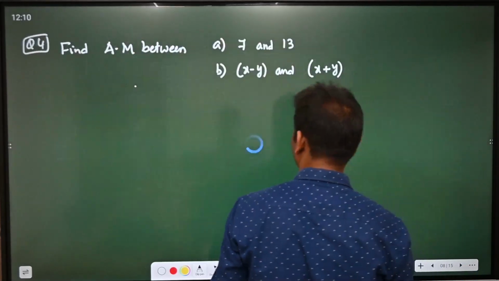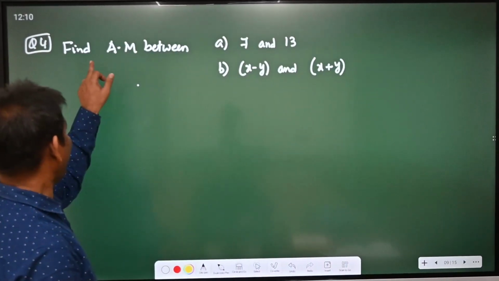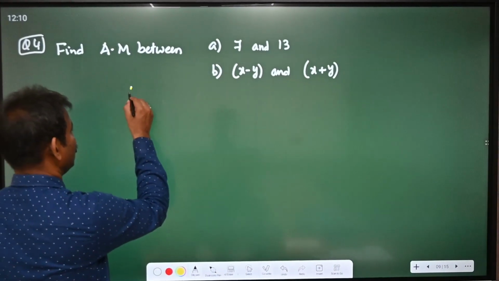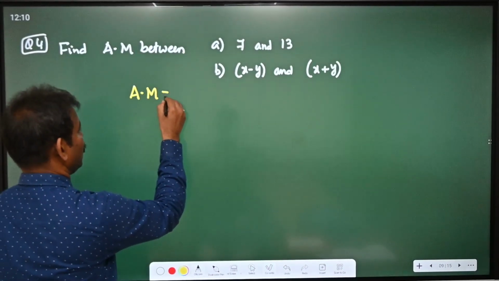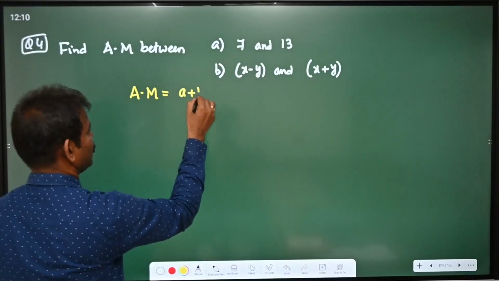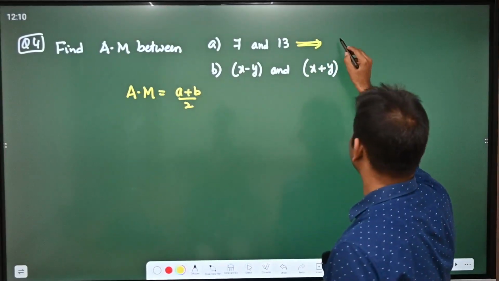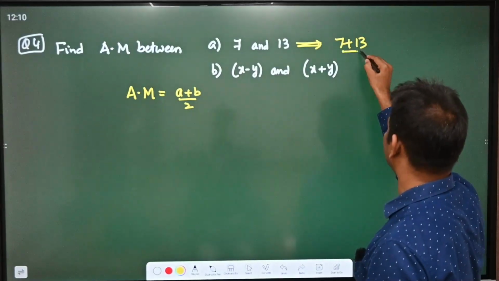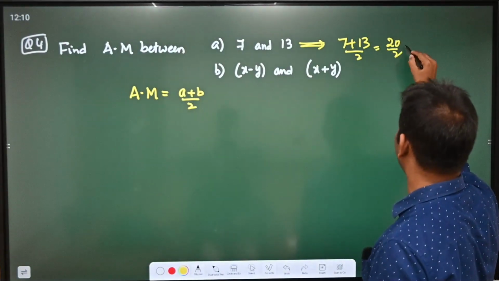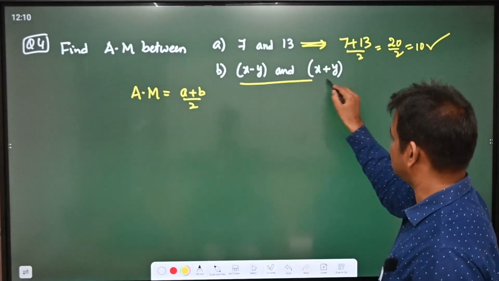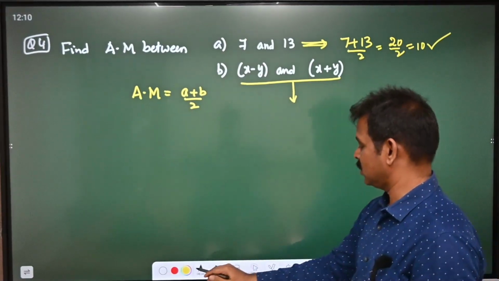Now we see the next problem. Find the arithmetic mean between 7 and 13. The arithmetic mean of two terms is a plus b by 2. So for this we can directly write 7 plus 13 by 2, that is 20 by 2, which is equal to 10.